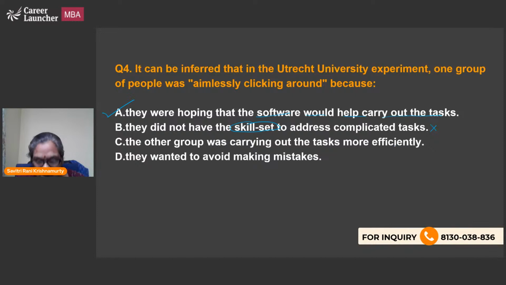So what? You think because of the frustration doesn't really give the answer to the question. They wanted to avoid making mistakes is irrelevant. Therefore, the answer is clicking around aimlessly means so dependent on the software, they stopped using their brains and they were waiting for the software to give them the answers. Therefore, the correct answer is option A. All right? All of you clear?